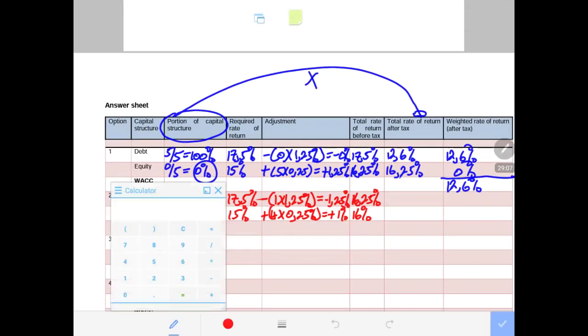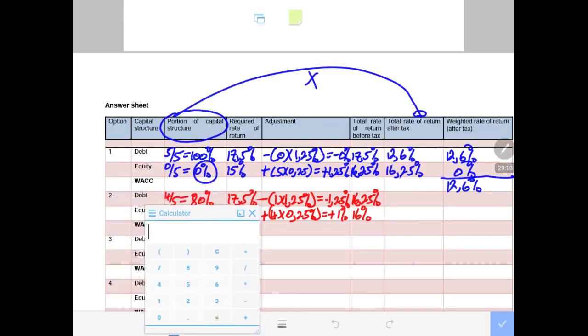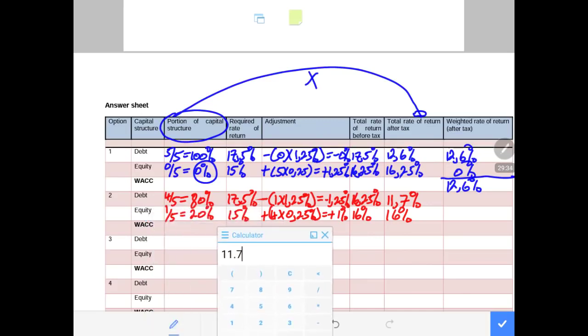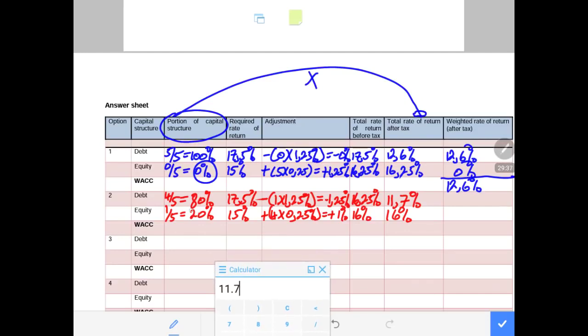Then we apply the tax effect, which is 16.25 times 0.72, and this will give us 11.7%, and this will still be 16%. Nothing will change because equity will not attract any tax. Then we have to calculate the weighted average cost of capital. Remember, WACC is the weight times the return after tax has been accounted for.